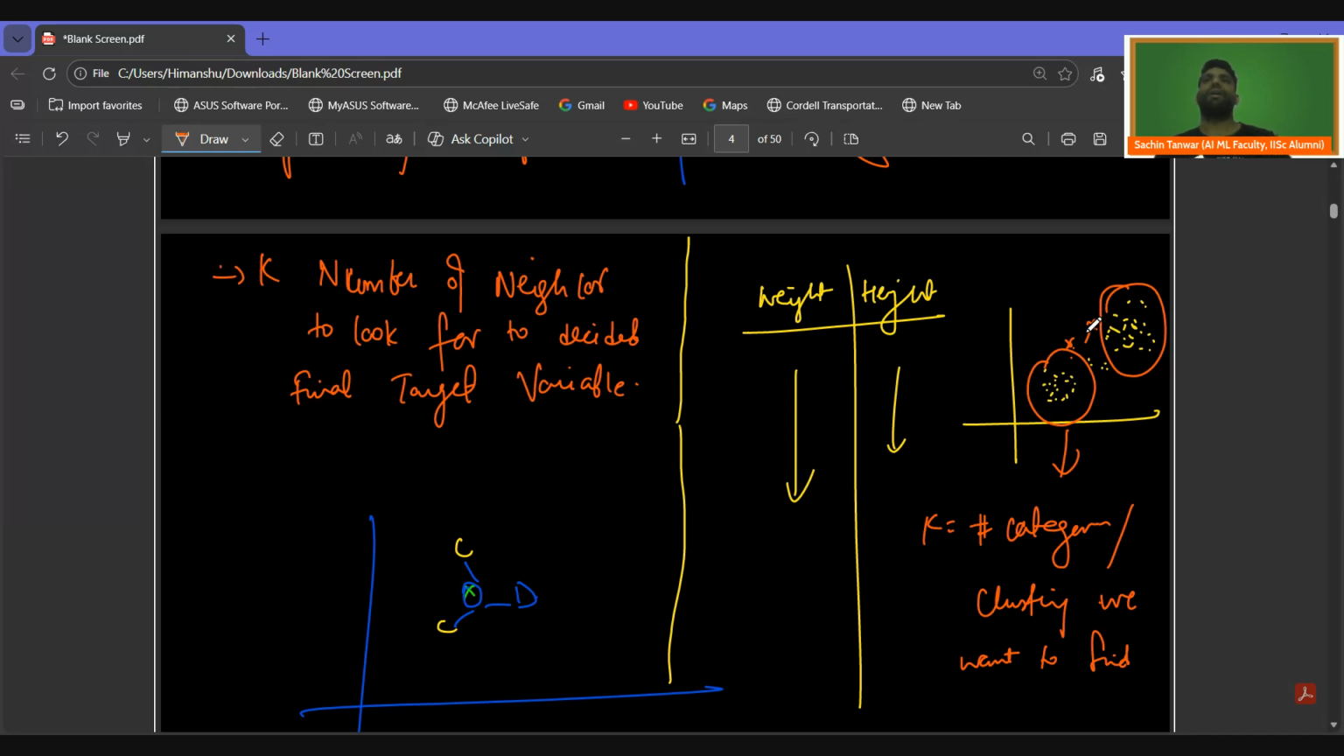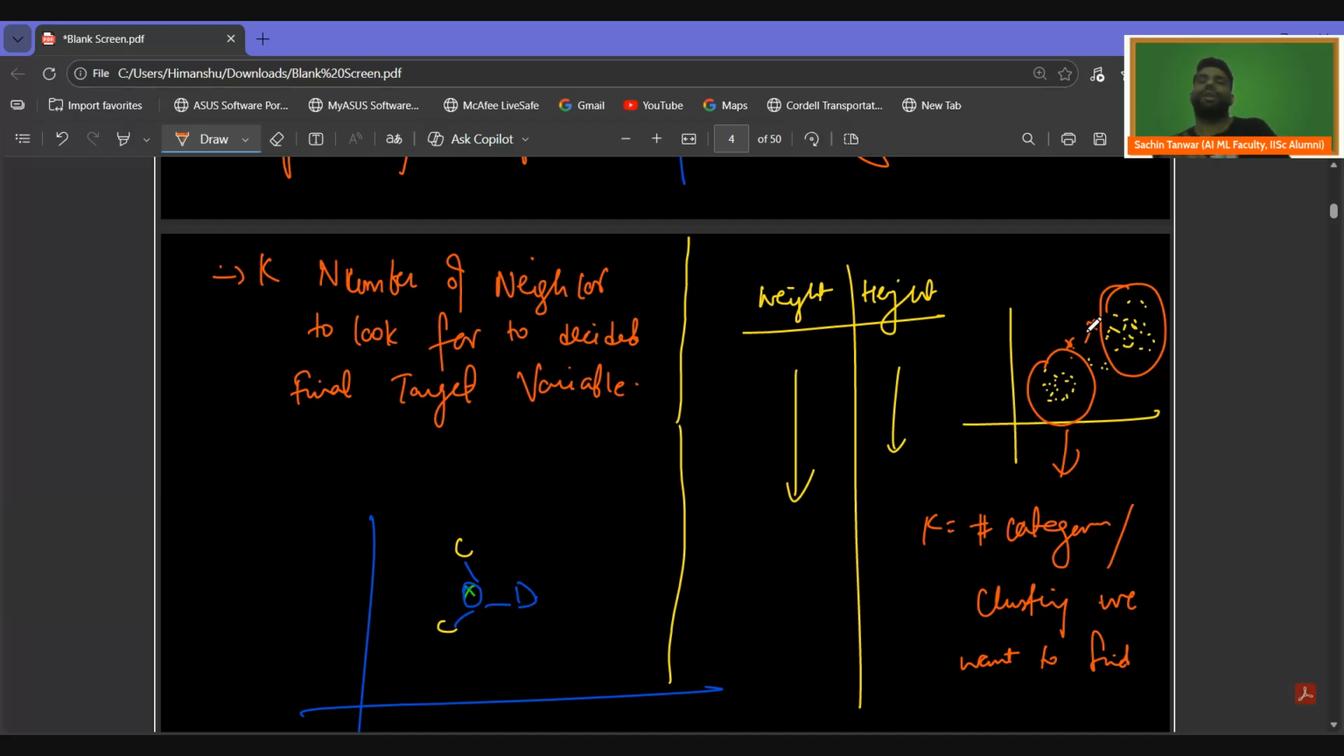Okay, and similarly if it's a regression, so whatever k nearest neighbors, 5, 3, 2, whatever you want to initially decide, I will take an average, or an aggregation would be done for the target variable to decide what should be the target variable for this one.